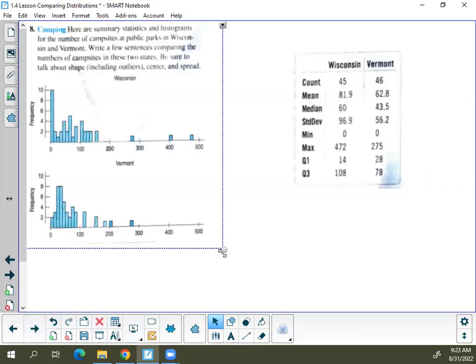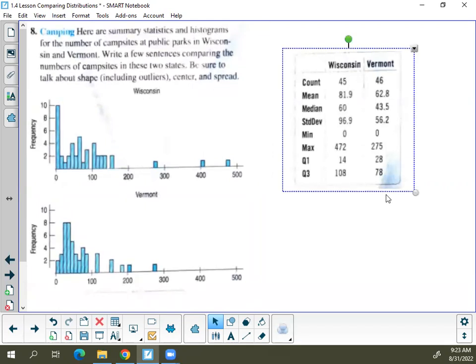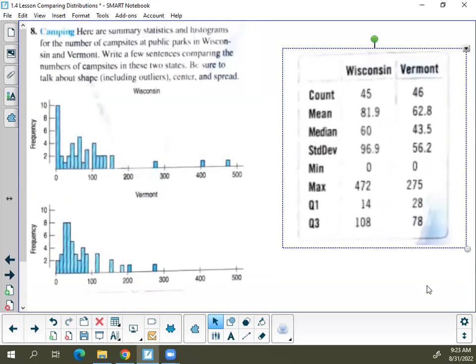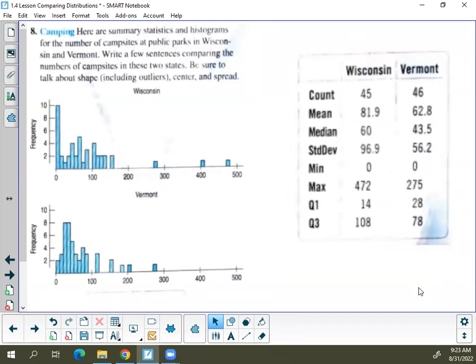So here we have two histograms, and those histograms represent the number of campsites in each public park in the states of Wisconsin and Vermont. And every time I do this problem, I get a little confused because of where the names are. So Vermont is down here and Wisconsin is here.